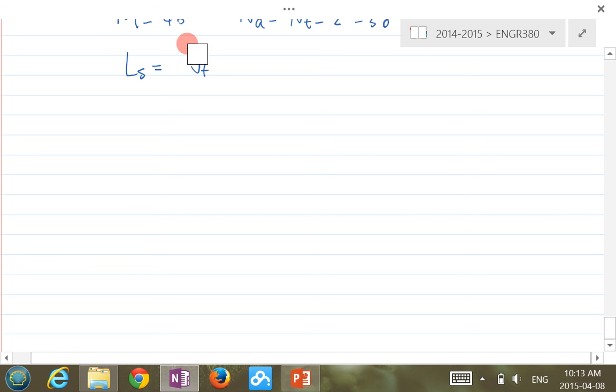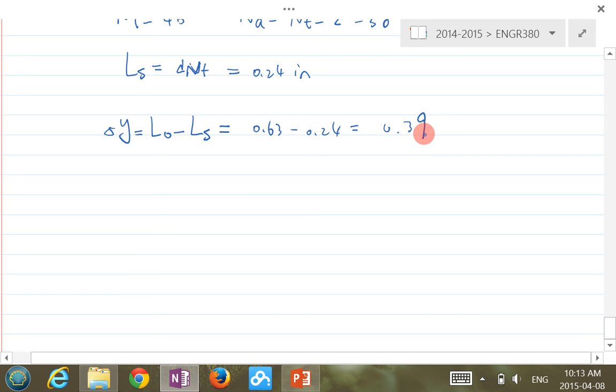So why do we need the solid length? Because we have the free length. Once we have the solid length, then we can subtract each other to get the total deflection. So the total deflection, let's say delta y, equals L0 minus LS, and that's 0.63 minus 0.24, 0.39 inch. So that's delta y.